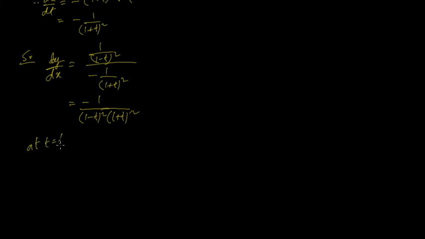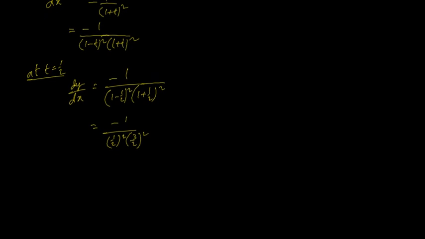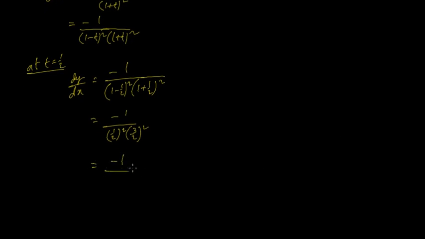We have to find the gradient at the point t equals half. At t equals half, dy by dx is minus 1 by (1 minus half) whole squared and (1 plus half) whole squared. So 1 minus half is half, so this is half squared. 1 plus half, 2 ones are 2, plus 1, 3, this is 3 by 2 whole squared. This is minus 1, so 1 by 2 whole squared is 1 by 4, and this is 9 by 4. So the gradient is going to be 9 by 16.